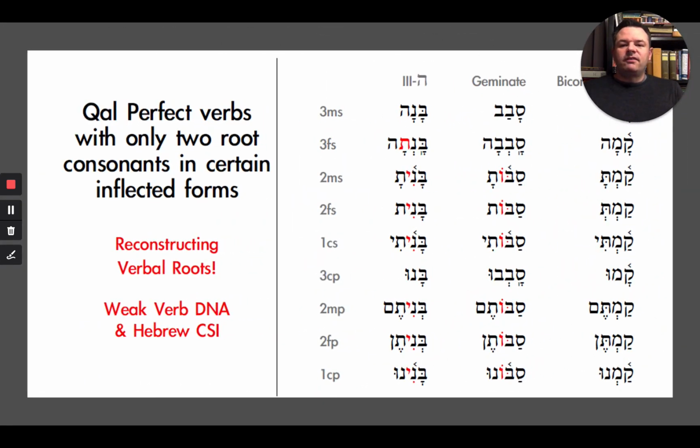So when we think of the qal perfect verbs, and we're looking at what's going on within the inflected forms of these verbs, here's just a recap of some of the more common ones, like the third hey and the geminate. We can see that the same basic pattern is following through. You've still got the same endings, the same suffixes here with the qal perfect.